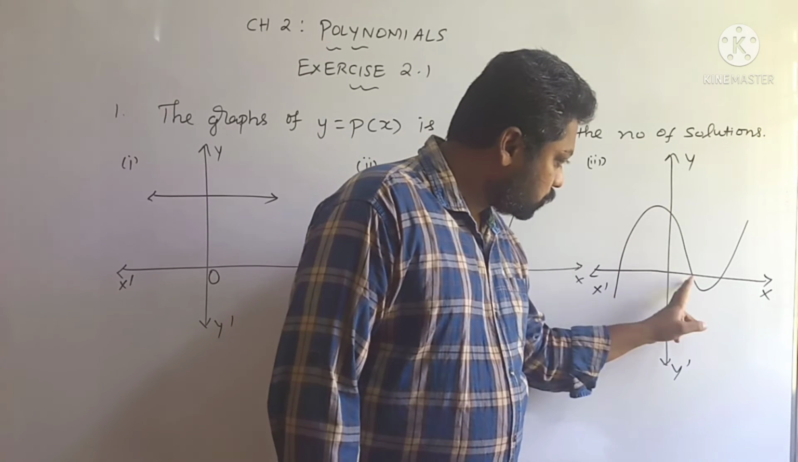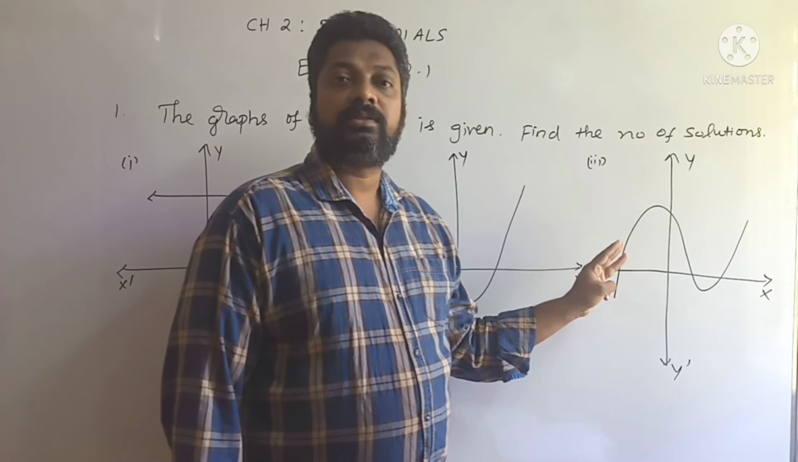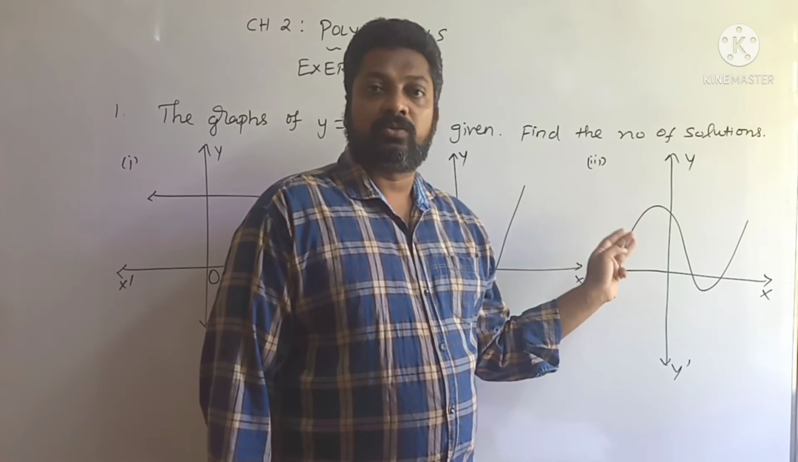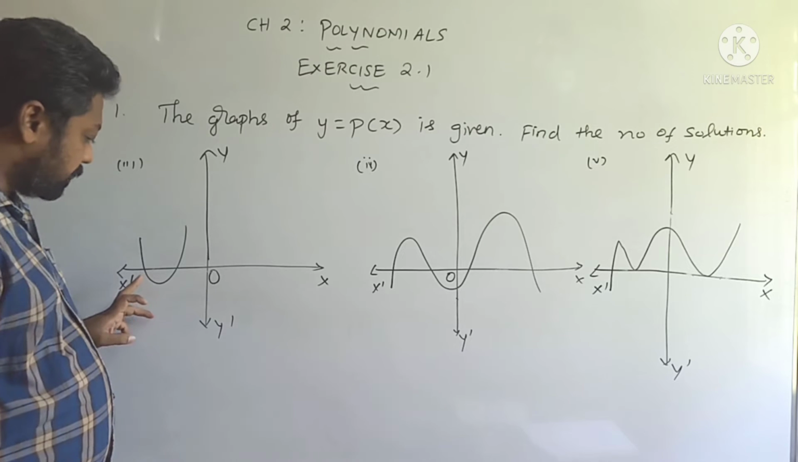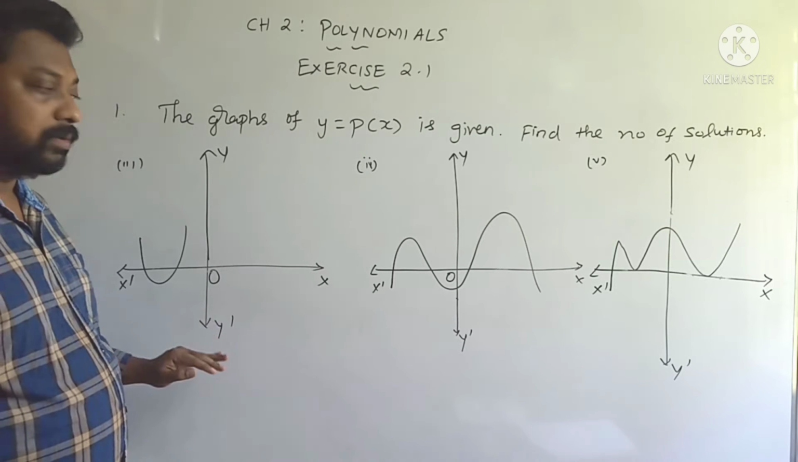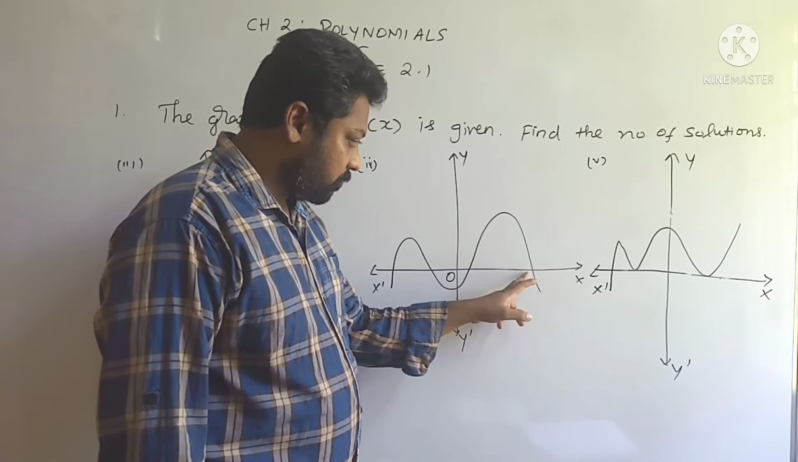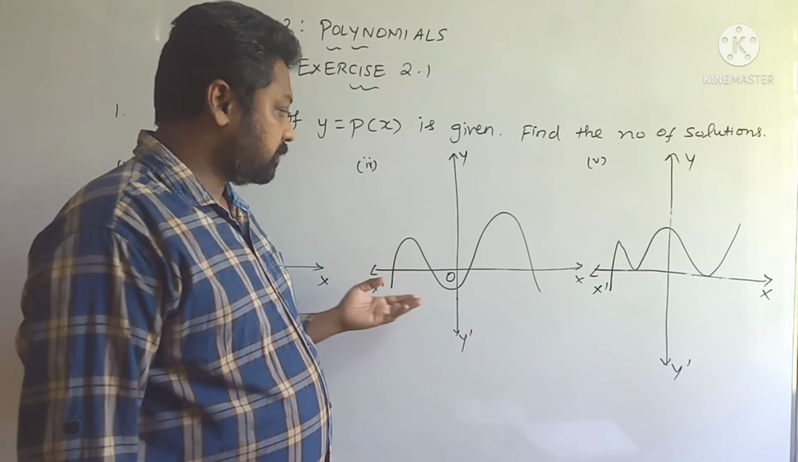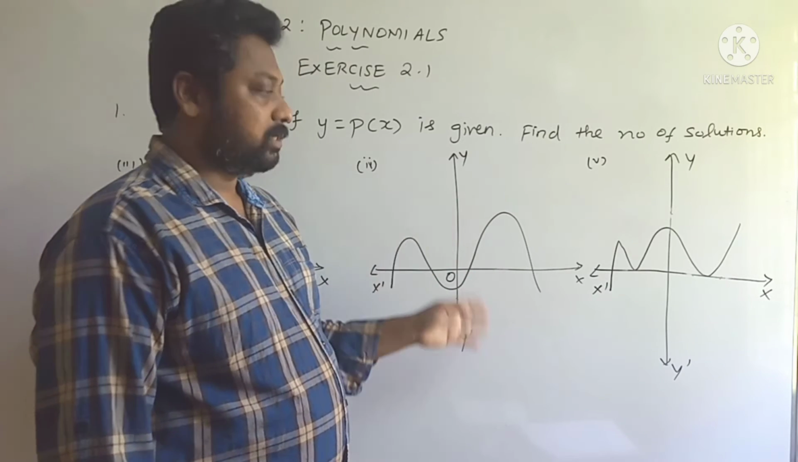Here 1, 2, 3. The graph intersects x-axis at 3 different points, therefore the graph has 3 solutions. Fine. So in the third Roman, the graph intersects x-axis at 2 different points, therefore this graph has 2 solutions. Here 1, 2, 3, 4. The graph intersects x-axis at 4 different points, therefore this graph has 4 solutions.